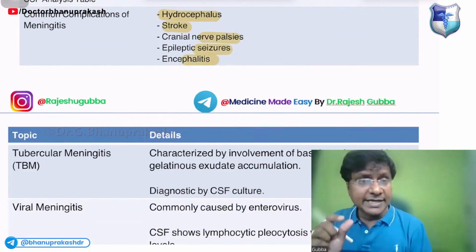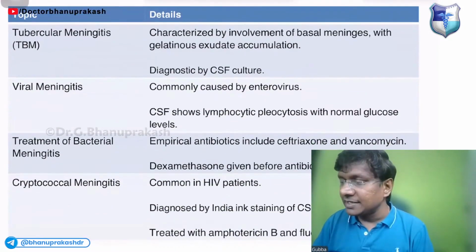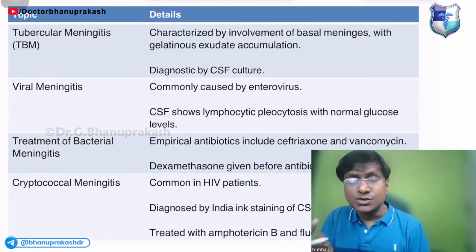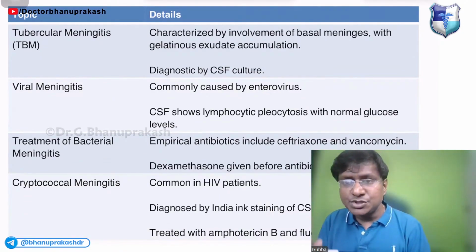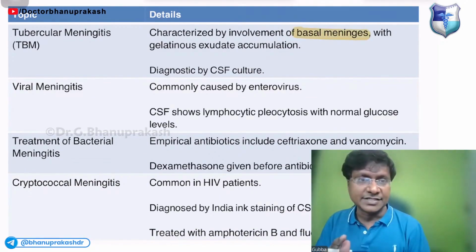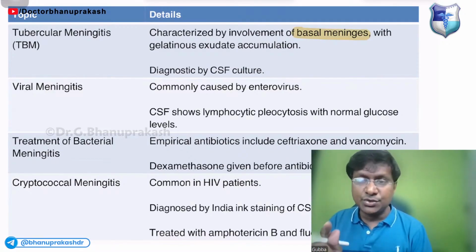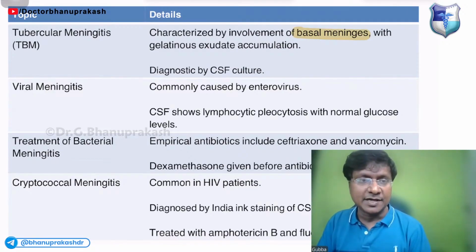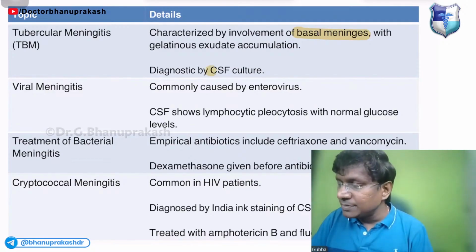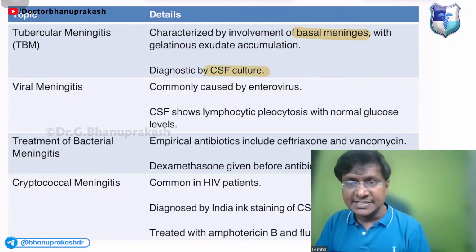Now, if you take the individual organisms, tubercular meningitis is very common in immunocompromised individuals like those with HIV. And in patients with tubercular meningitis, you need to be very much aware of basal meningitis. So in order to avoid or treat the basal meningitis, you need to give corticosteroids in patients with tubercular meningitis before giving anti-tubercular therapy. And how will you diagnose tubercular meningitis? By doing the CSF culture.